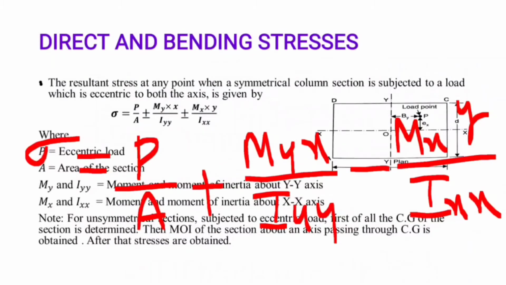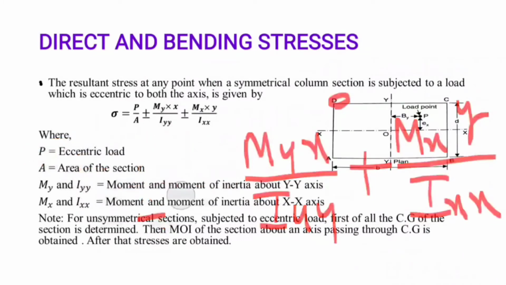If you write for corner D, then the formula changes to P by A minus My x by Iyy plus Mx y by Ixx is the resultant formula.